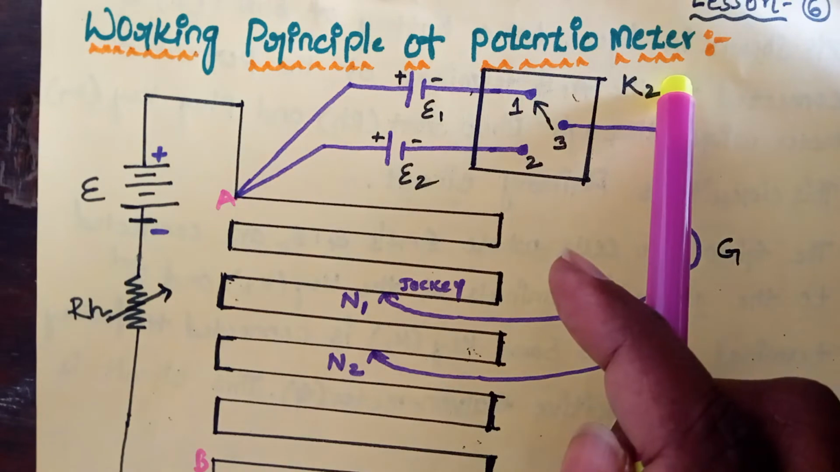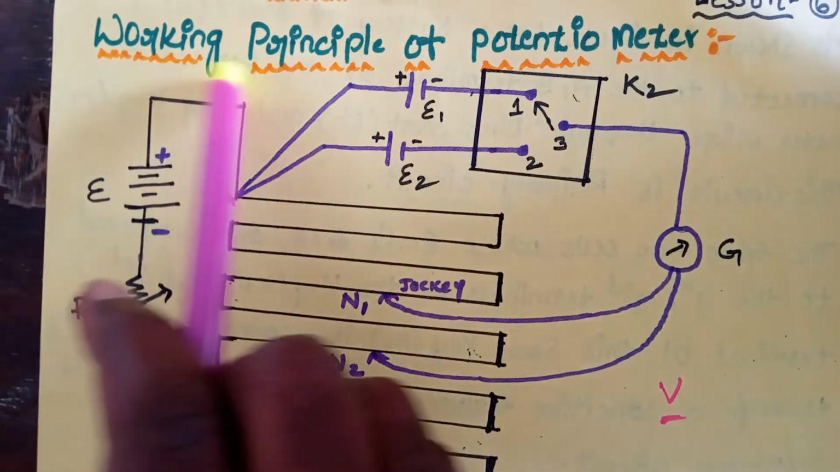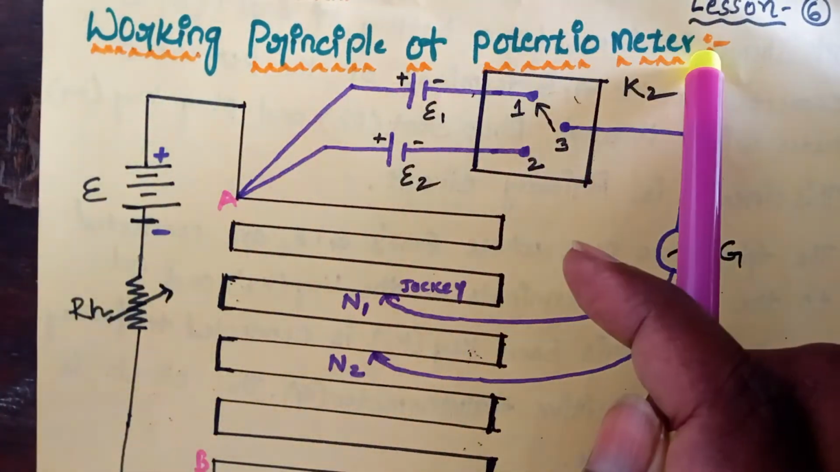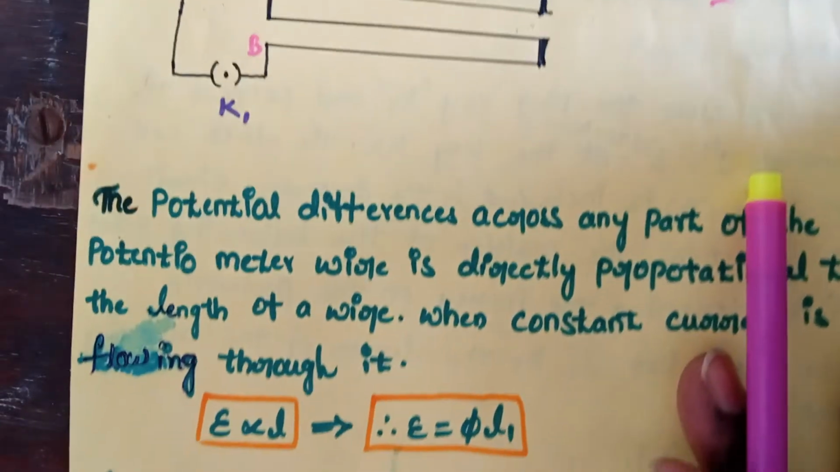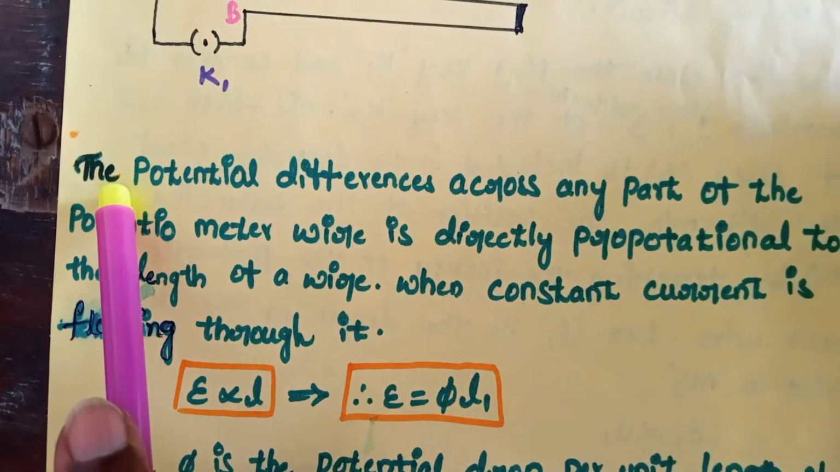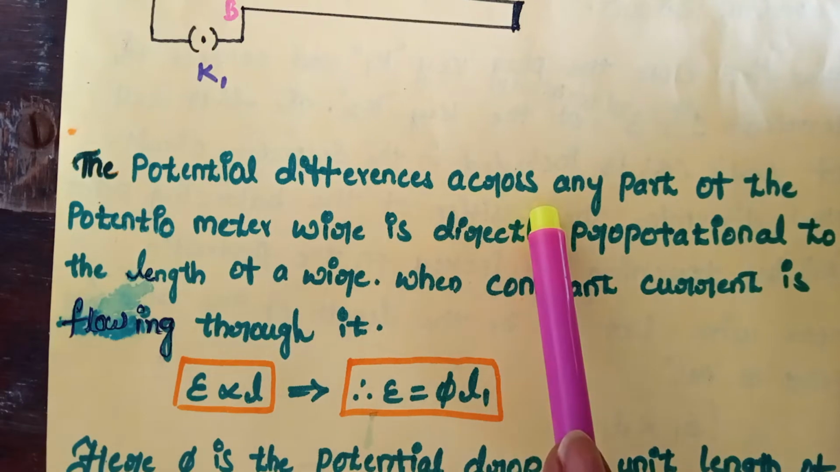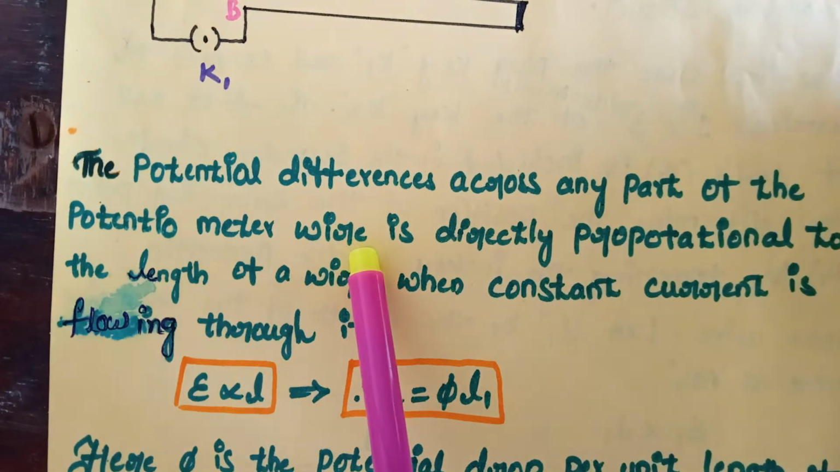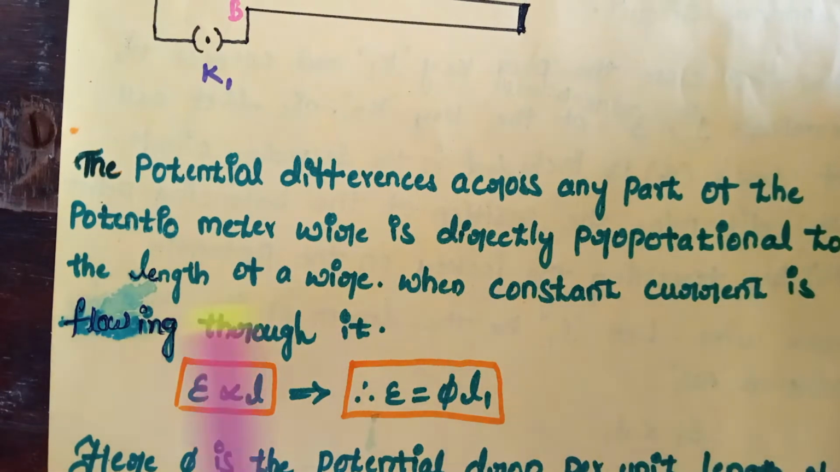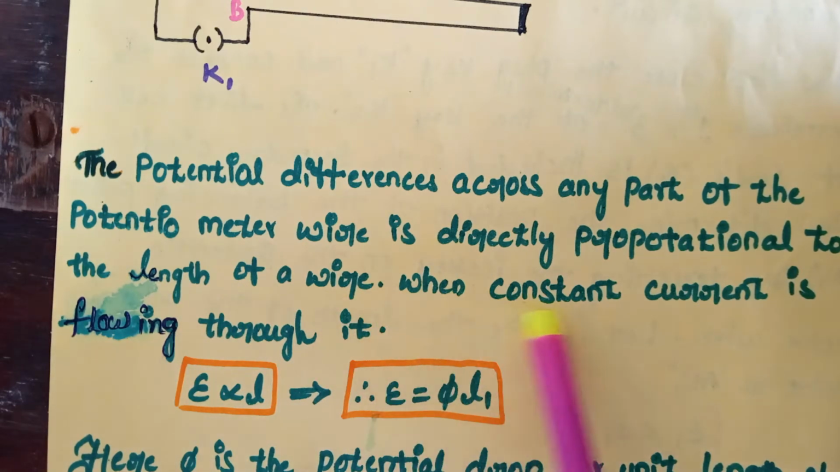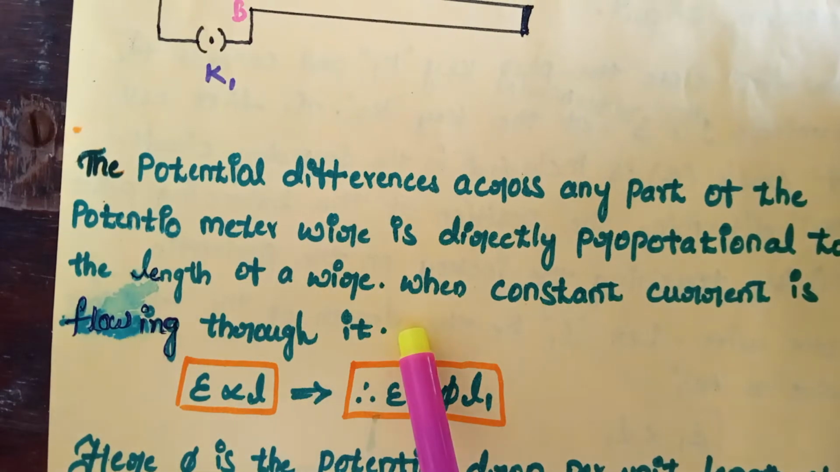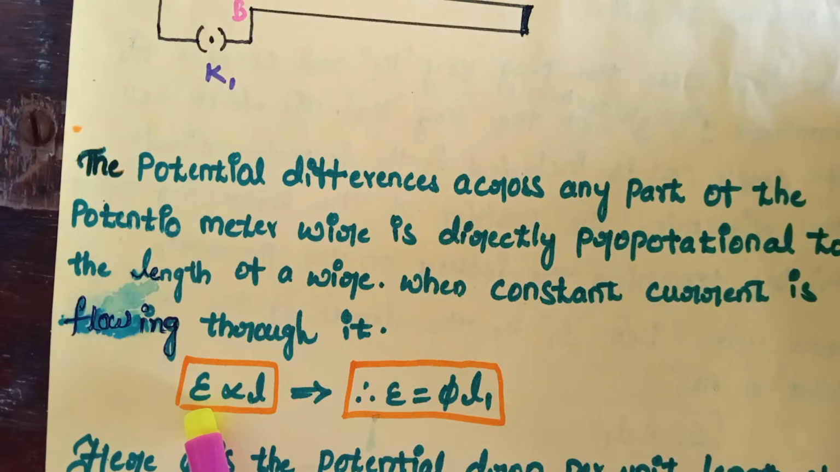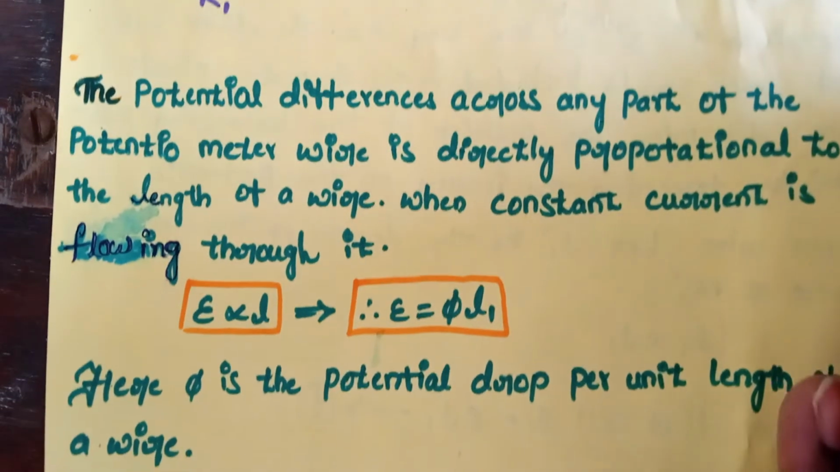Working principle of potentiometer. Now this is for definition beta. Working principle of potentiometer for 1 mark. Definition: the potential difference across any part of the potentiometer wire is directly proportional to the length of the wire when constant current is flowing through it.